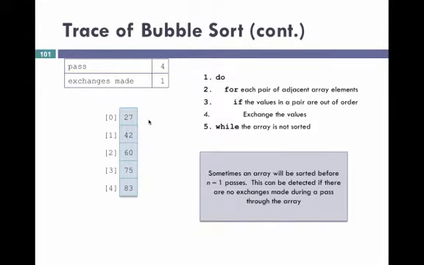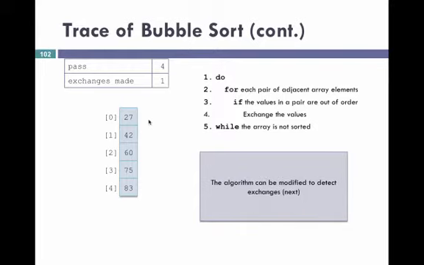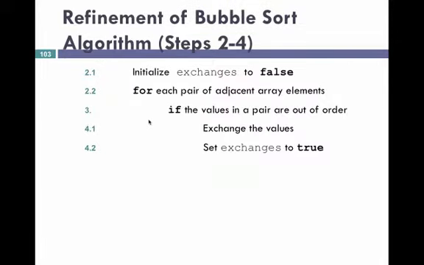Sometimes an array will be sorted before n-1 passes, and we can detect that: if we make no exchanges during any of the passes, we can stop because the array is sorted. The algorithm can be modified to detect exchanges. We'll do that next. Here's a refinement. We initialize exchanges to false, and for each pair of adjacent array elements, if they're out of order, then we exchange them, and then we set exchanges to true. That way we'll know whether an exchange occurred during one of the passes.